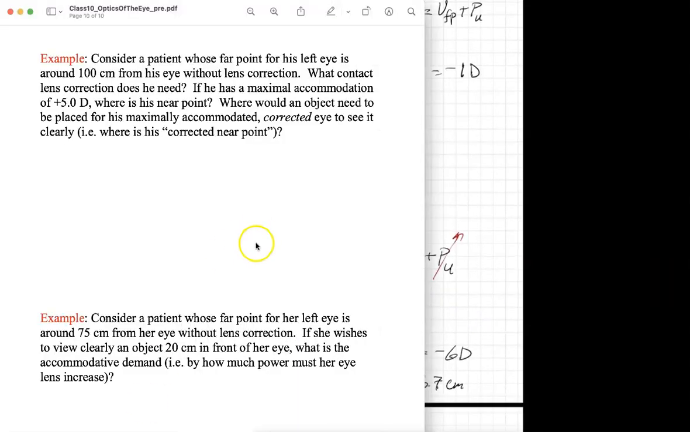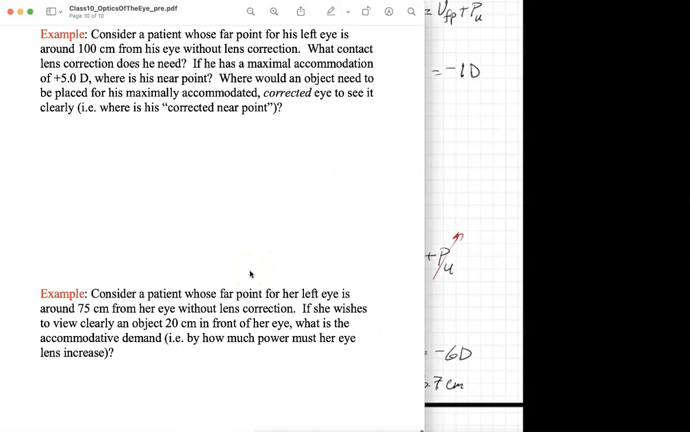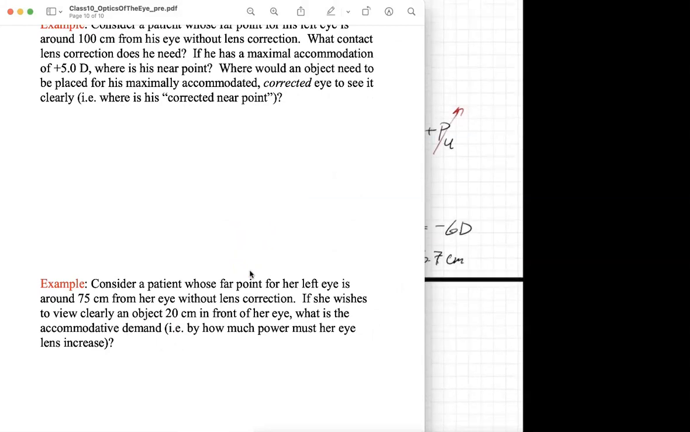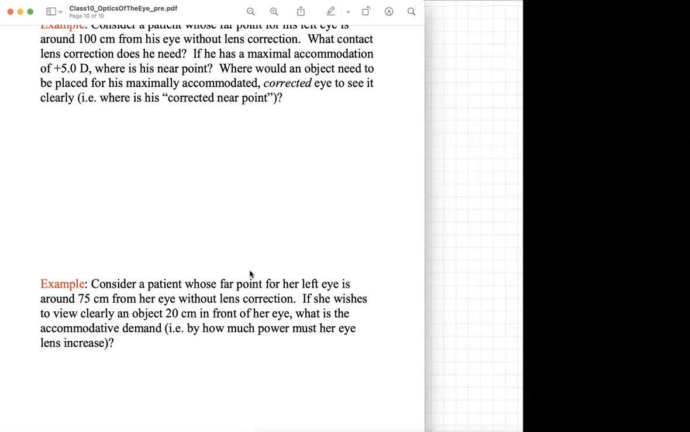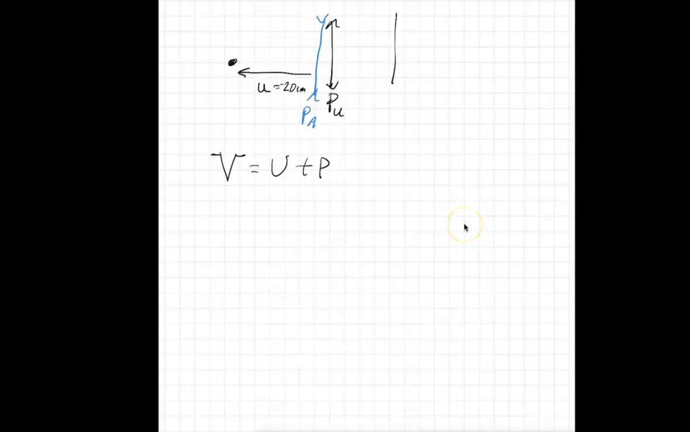And then let's look at this second example here. Consider a patient whose far point for their eye is 75 centimeters from the eye and wishes to see an object 20 centimeters in front of their eye. Okay, so here's our picture. We have the power of the eye, accommodated power. We have this object 20 centimeters upstream from the eye.